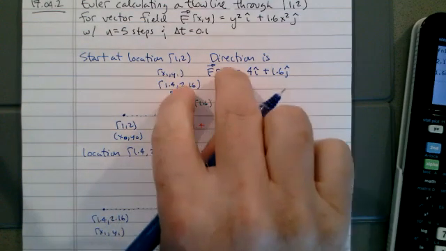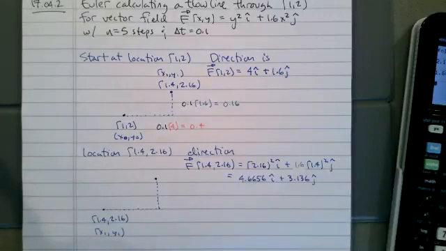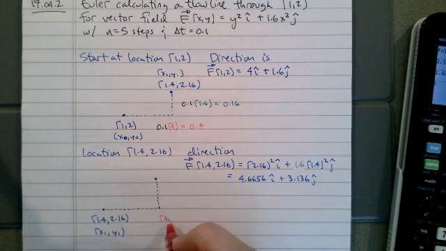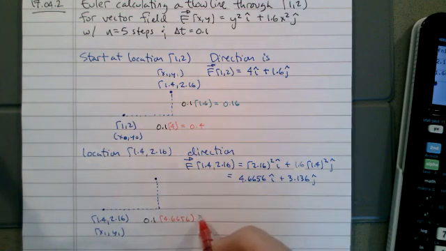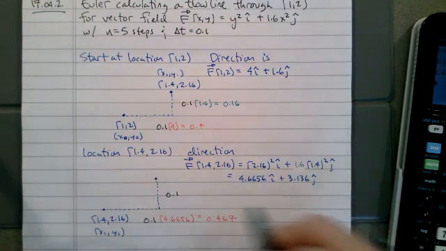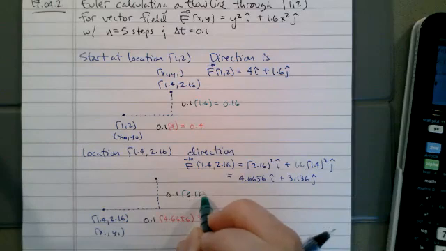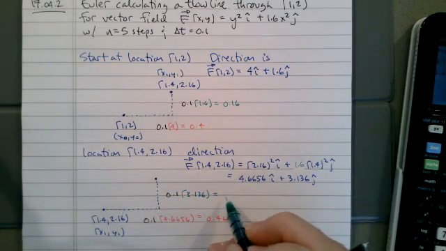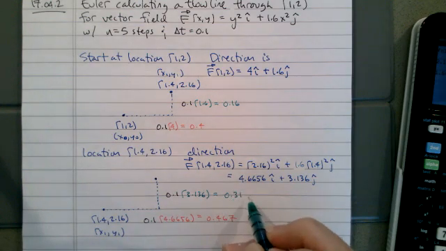This is a continuation of this one. I didn't want to draw a whole big picture. So we're going in this direction, we're going 4.6656, and we're going 0.1. So in this direction, we're going to increase by 0.467. And then in the y direction, we're just going to do 0.1 times this amount, 3.136. And so in the y direction, we're going to increase by 0.314.